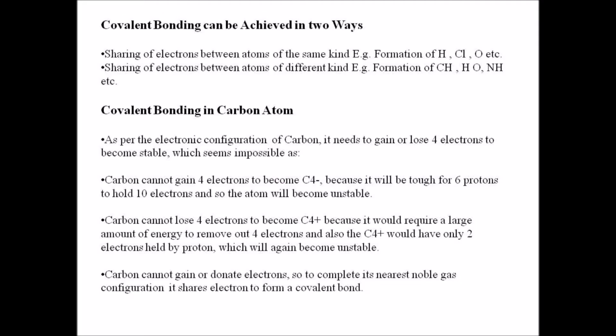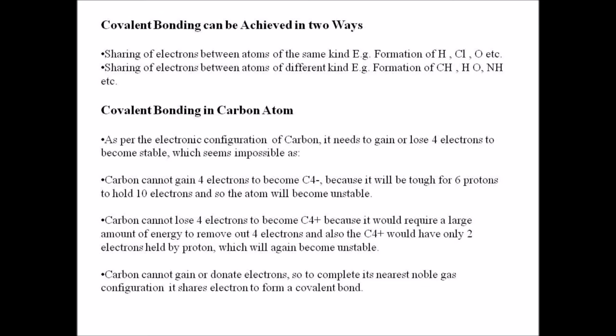Then how can an atom achieve a covalent bond? Sharing of electrons between atoms of the same kind, for example H2, Cl2, O2, etc. Then sharing of electrons between atoms of different kinds, for example formation of ethane, methane, H2O like water, NH3 ammonia. All these are examples for the achievement of covalent bonds. And you know, all the carbon compounds are covalent compounds.